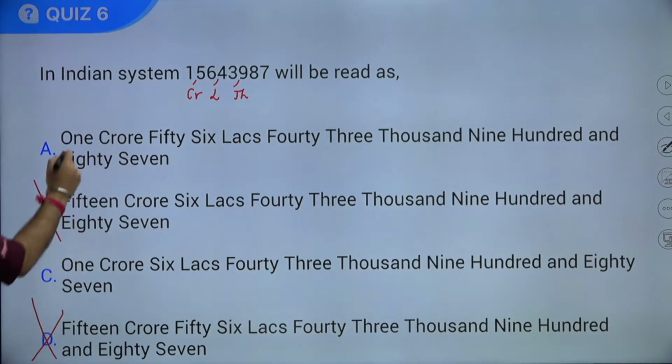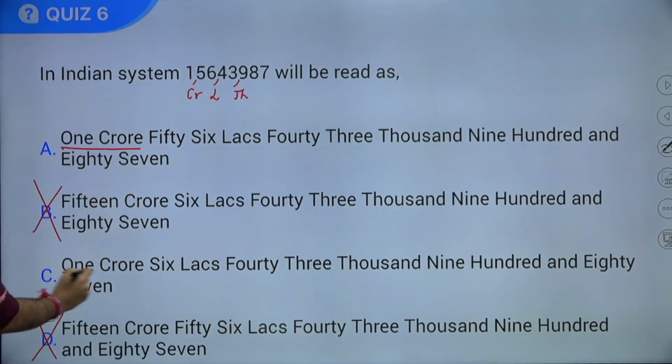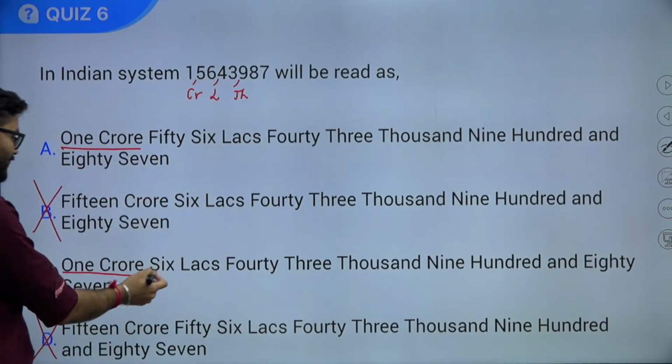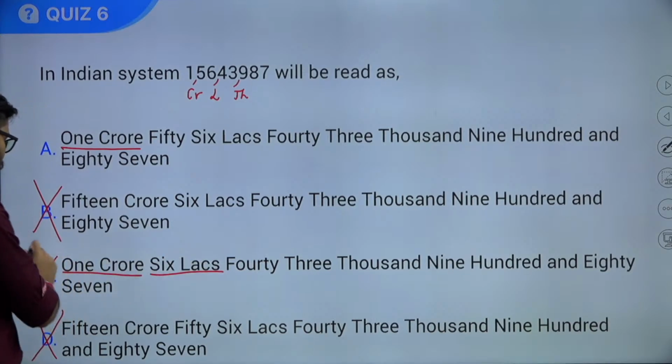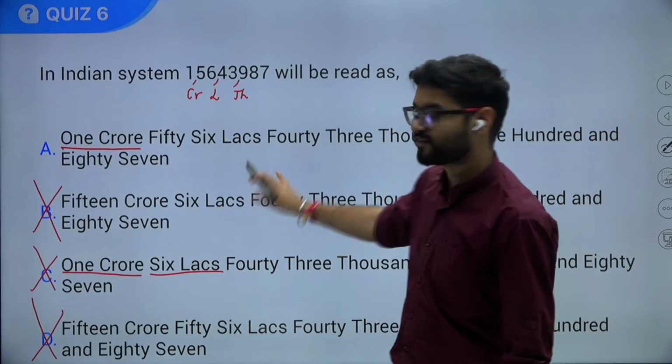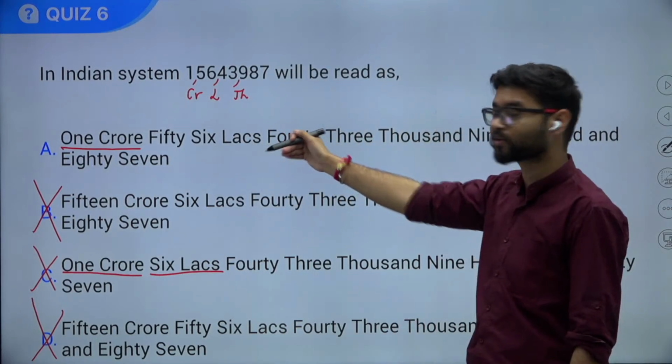So we have 1 crore. Next, we have 56 lakhs. Here they are saying 6 lakhs only. No, this is not the right option. Three options have been cut down. Only one option is left. Let's check if that is the right answer or not.